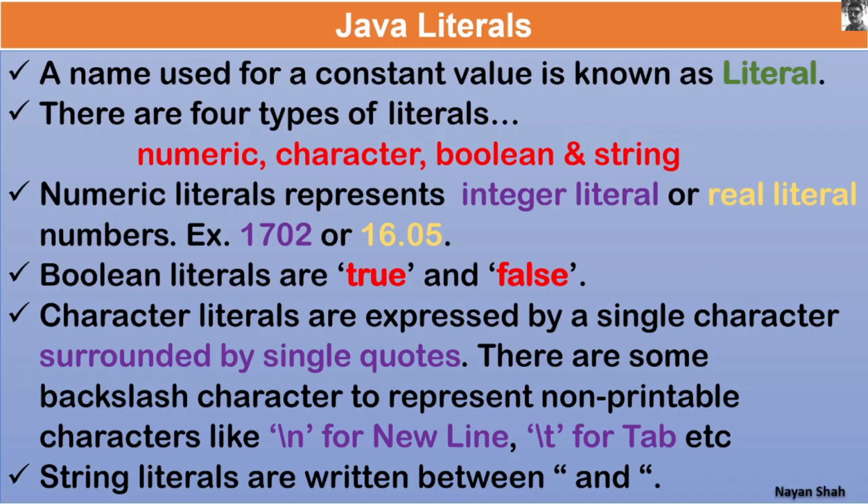Character literals are expressed by a single character surrounded by single inverted commas. We already discussed that. But there are some backslash characters to represent non-printable characters, like \n for new line. Remember, within the inverted commas there are two characters, \ and n, but these are special characters which are non-printable characters. Non-printable character means one which we cannot type on screen.